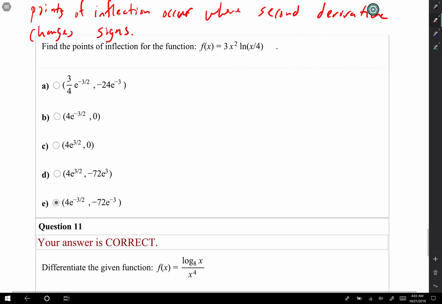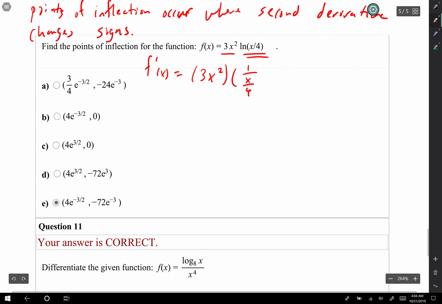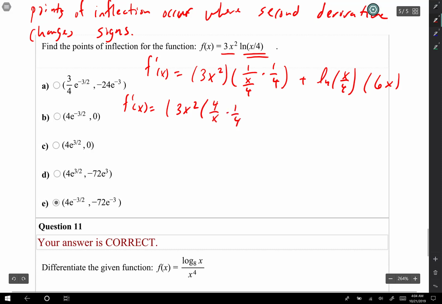Find the points of inflection. So here we go. Taking a derivative, I'm going to do it twice. So for my first derivative, I'm going to have to use the product rule. So first times derivative of the second, so 1 over x over 4 times 1/4, plus second, ln of x over 4, times derivative of the first, 6x. I'm going to rewrite it. So 3x squared, and 1 over x over 4 just means 4 over x times 1/4. The 4's cancel out. It sounds kind of like the force, right?